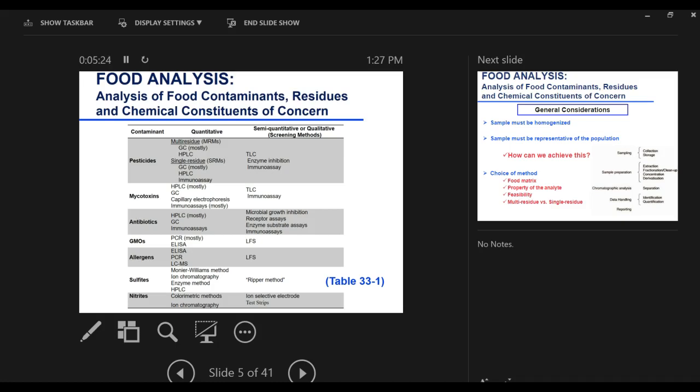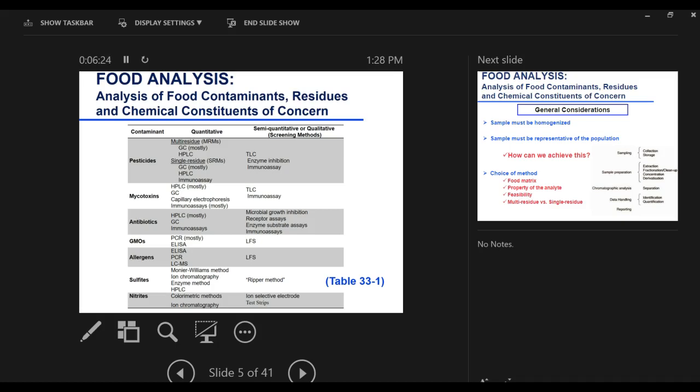So this is a summary table that I would like you to use and to study from. It gives you a breakdown of the contaminant, what kind of quantitative assays, and what semi-quantitative or qualitative assays. So we'll be covering a lot of these examples, but here is a nice summary to study from. So pesticides, we have the multi-residue method. That means you're measuring in one extraction and one analysis multiple pesticides that could be present in your sample. However, you can do the single residue assay where you extract uniquely for one pesticide and then determine its quantity. And this is mostly used when you are determining the tolerance levels and determining the toxicity of that pesticide.